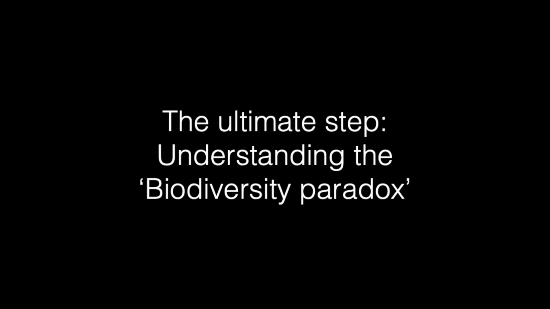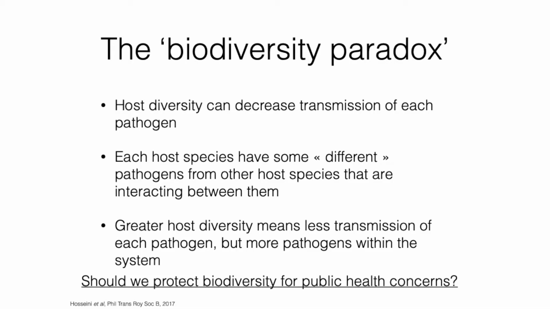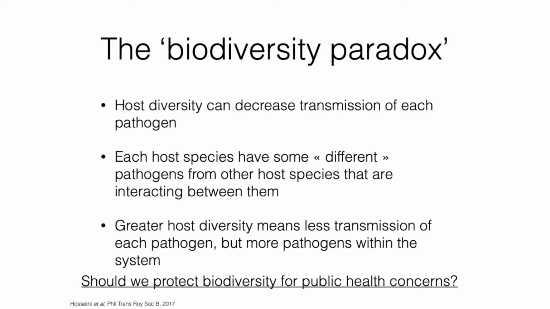Now to go further, the ultimate step is really to try to understand what we call the biodiversity paradox. Indeed, we have a link between host and pathogen diversity, meaning that host diversity is correlated with parasite diversity over a very broad range of systems: plant diversity, amphibian parasites, viruses, and so on. The biodiversity paradox is that host diversity can decrease transmission of each pathogen, but each host species also has different pathogens from other host species. So greater host diversity means less transmission of each pathogen, but more pathogens within the system.